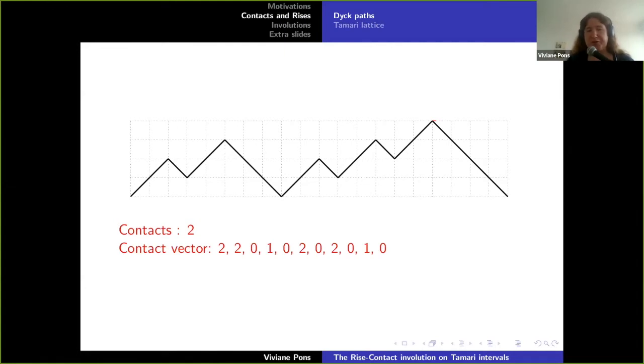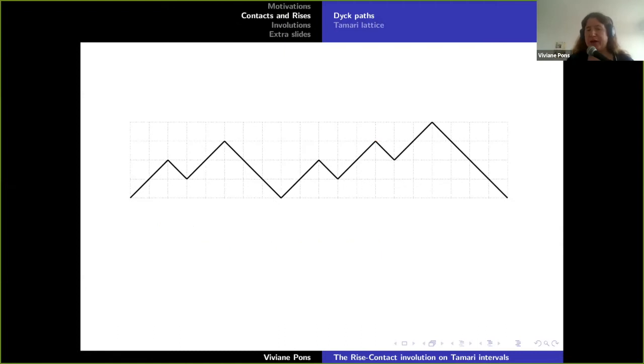So this is the first set of statistics that we are going to look at, the contacts. The second one is the rises. The first one is the initial rise. You will look at the number of up steps at the beginning of your path. So here it's 2. And now I'm going to construct a rise vector.